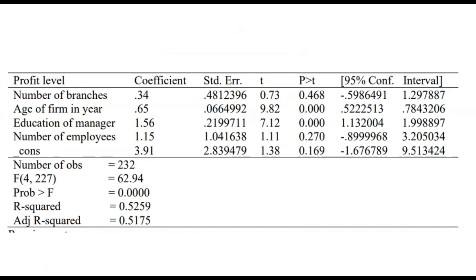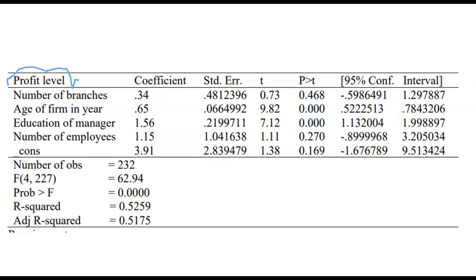So this is the results of the study. We have the profit level, which is the subject matter. Because here the profit level is what the research was all about. The research was conducted to see if these factors have any impact on profit level. So these are the factors: the number of branches, the age of firm, and so on. And this is the results. And then we also have our p-value and other ones.